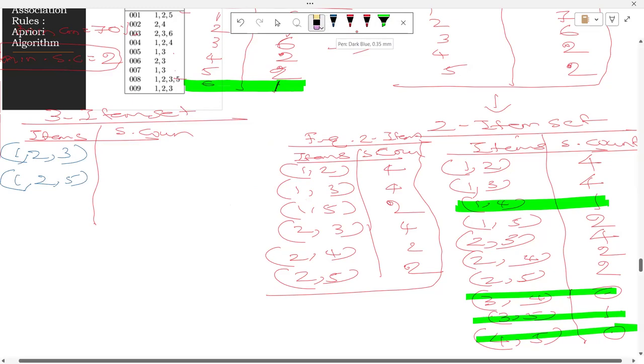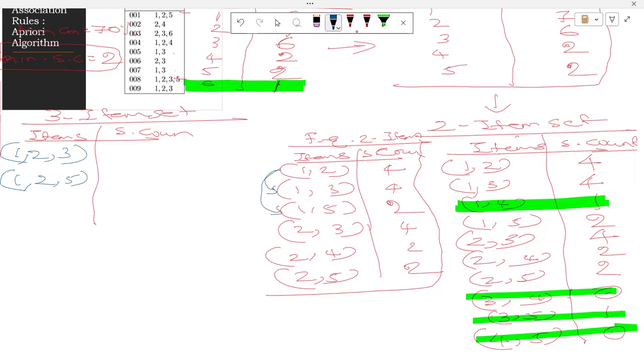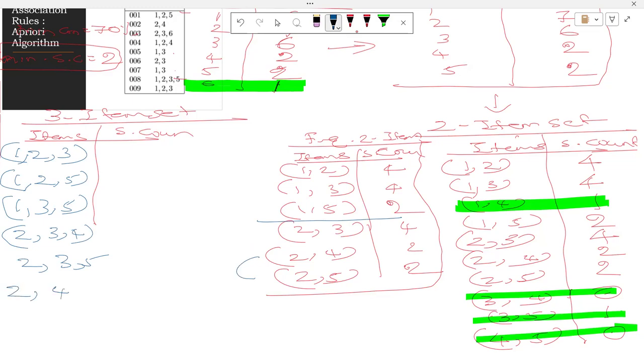Now once you complete this, we look at these two, and then at these two. What is the common thing here? The common thing here is 1, 3, 5. Now you are creating 3 item sets. Now look at this: the common element here is 2, so 2, 3, 4. Now if you look at these two, the common elements give 2, 3, 5. Again, if you look at these two, then 2, 4, 5. So altogether, these are all the possible 3 item sets, right?